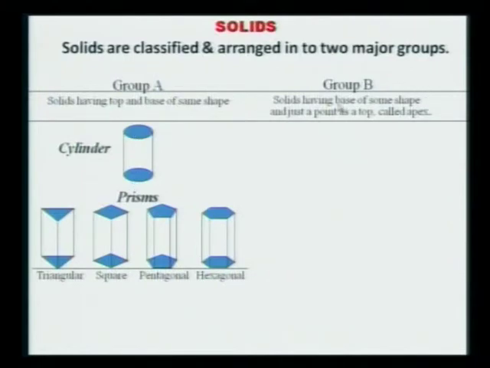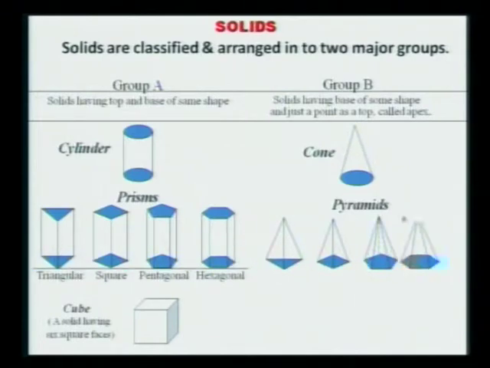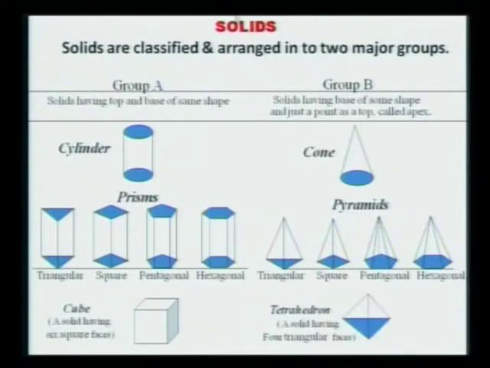And in the second group, solids having a base of some shape and just a point as a top, called an apex. Cube, a cube having 6 square faces. Then the cone in this group, where the base is different but they come together at the top, called an apex. Then the pyramids: triangular pyramid, square pyramid, pentagonal pyramid, and hexagonal pyramid. And one is the tetrahedron. These are the examples.